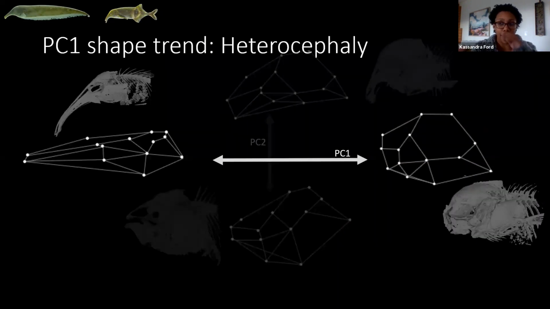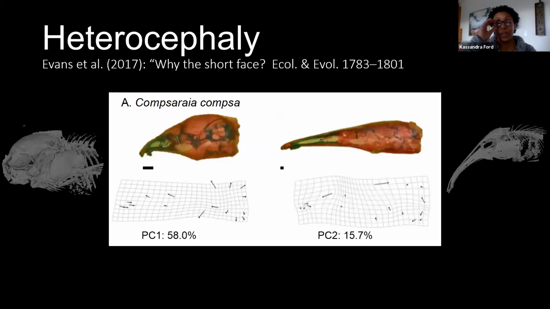On PC1, we have the phenomenon of heterocephaly. So this is the relative size of the snout or the face to the brain case. And this is variation along the dolichocephalic and brachycephalic axis. On the left-hand side, we have the dolichocephalic phenotypes with an elongated snout and a contraction of the brain case, versus on the right-hand side, we have a foreshortening of the snout and a relative expansion of the brain case. And this phenomenon has been documented in gymnotiforms previously.